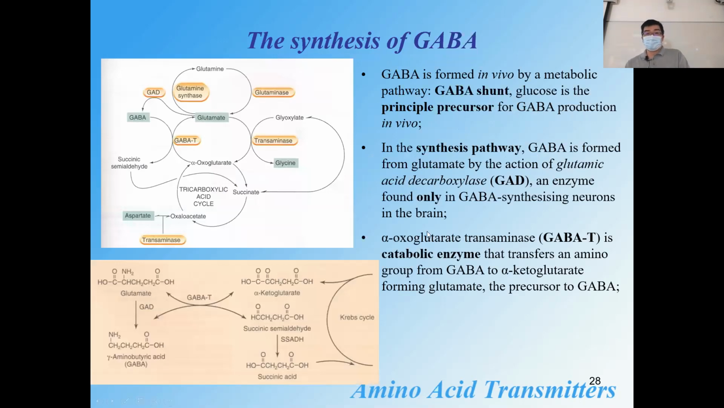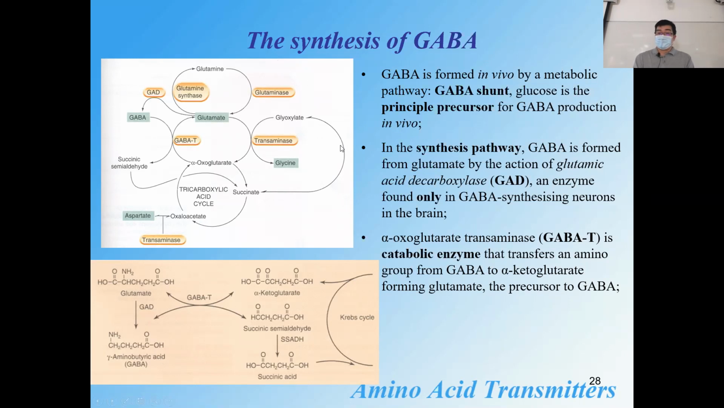So the synthesis of the GABA. GABA is formed by the metabolic pathway, so-called the GABA shunt. The glucose is a precursor going through the glutamine and also glutamate. Okay, so from the glutamate, by the actions of the glutamic acid decarboxylase, so it's actually the carboxylation of the glutamate, then they will form the GABA.